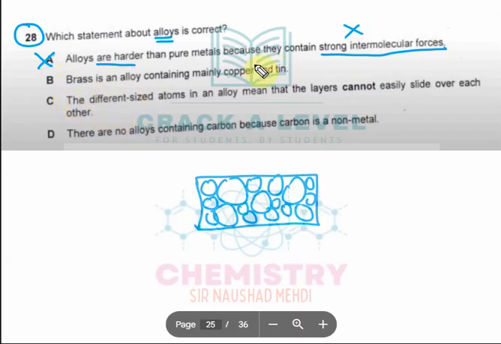Brass is an alloy containing copper and tin. No, brass is an alloy containing copper and zinc. The different size atoms in an alloy mean that the layers cannot easily slide over each other, and that is the correct answer. There are no alloys containing carbon because carbon is a non-metal? No, steel is the most common example of an alloy containing carbon. Steel is an alloy of iron to which we add carbon to provide strength.